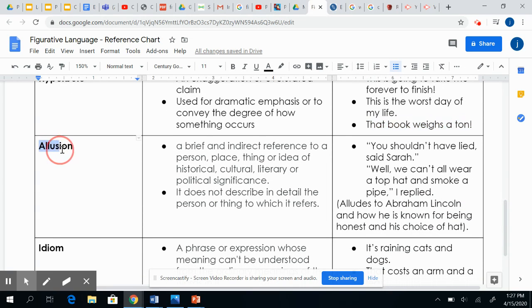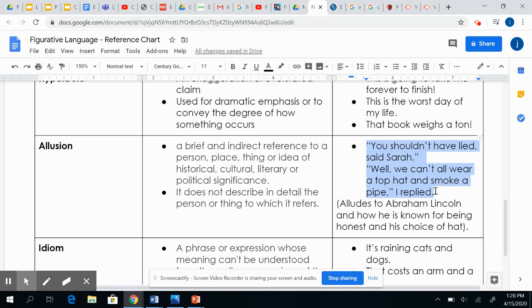The next type of figurative language is an allusion. Now, this is not the kind of illusion you might be thinking of with a magician who does tricks. That, by the way, is spelled with an I. This one is allusion. And an allusion is a brief and indirect reference to a person, place, thing, or idea of historical, cultural, literary, or political significance. Wow, is that a mouthful? Simply put, an allusion helps us to better understand how something compares to something that is extremely well known to most people.